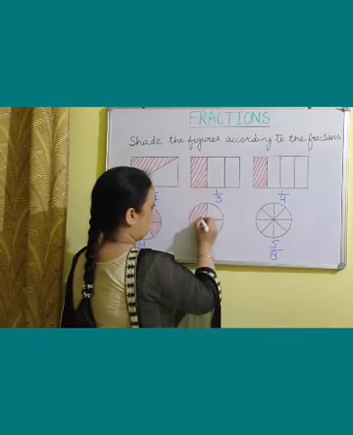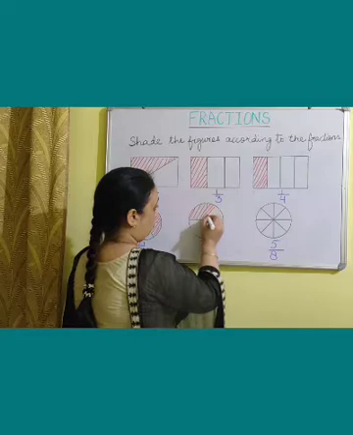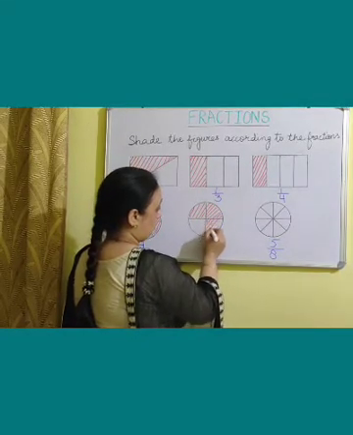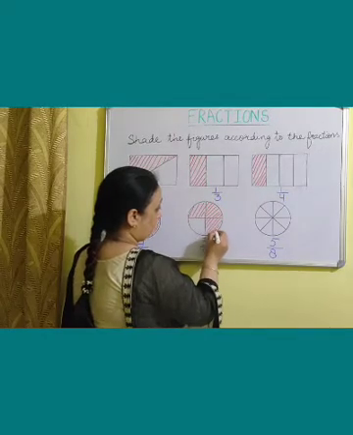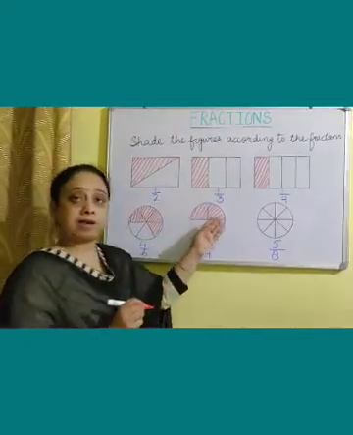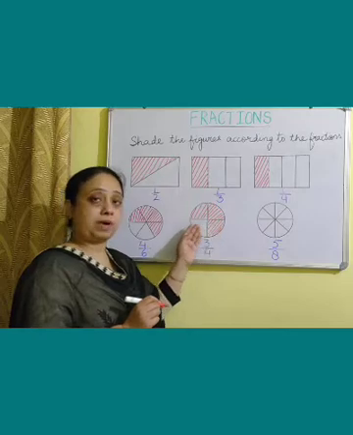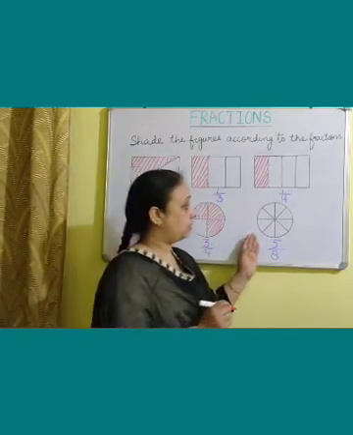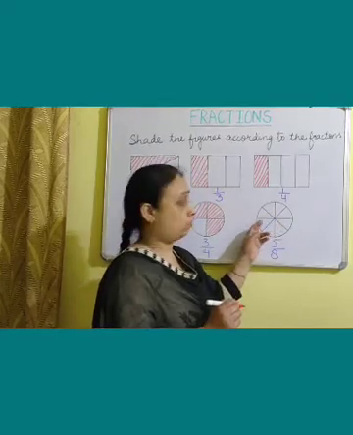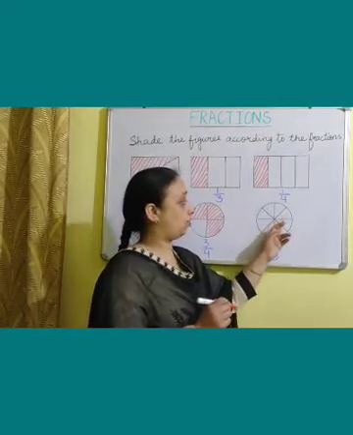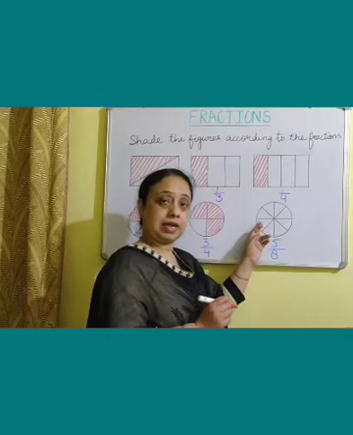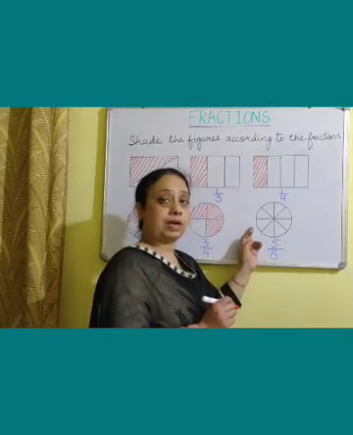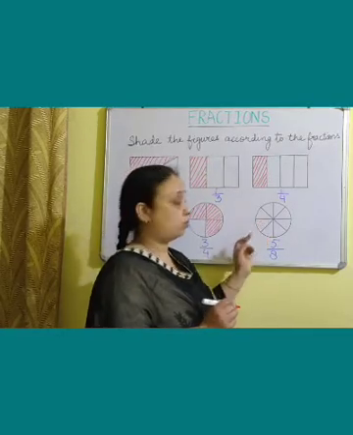1, 2 and 3. We have shaded 3 parts out of these 4 parts. So the fraction is 3 upon 4. Here the figure is divided into 8 equal parts. 1, 2, 3, 4, 5, 6, 7 and 8. And how many parts do we have to shade? 5. We have to shade 5 parts out of these 8 equal parts.